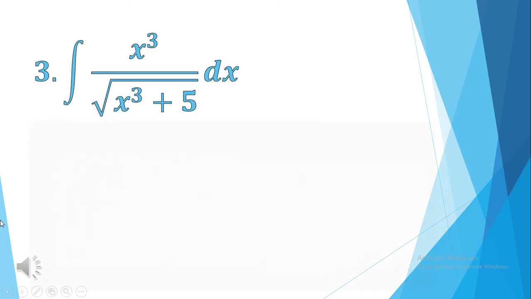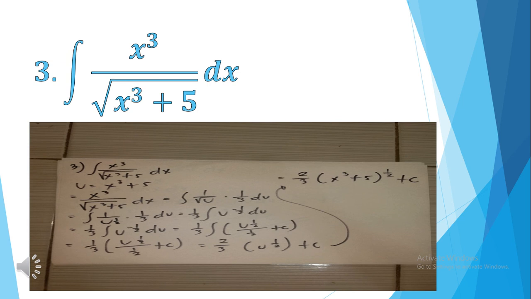Number 3. Integral of x cubed over the square root of x cubed plus 5 dx. First, we need to find the u. So our u is equal to x cubed plus 5. Then the integral of x cubed over the square root of x cubed plus 5 dx becomes the integral of 1 over the square root of u multiplied by 1/3 du, which is the integral of 1 over u to the power of 1 half multiplied by 1/3 du, which equals 1/3 integral of u to the power of negative 1 half du.